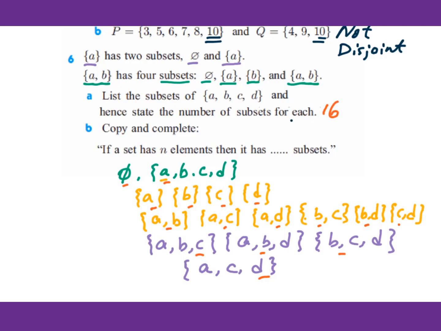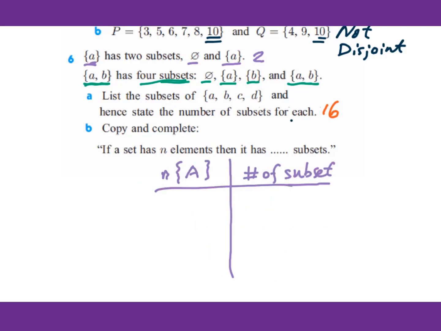If you only have one element, you will have 2 subsets. If you have a set with 2 elements, you will have 4 subsets. Number of elements in set A: you have 1, 2, 4. Number of subsets, we have 2, 4, 16. You could see the pattern. This is 2 to the first power, 2 squared, 2 to the fourth power.